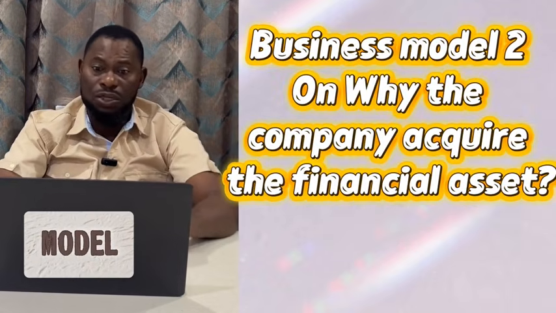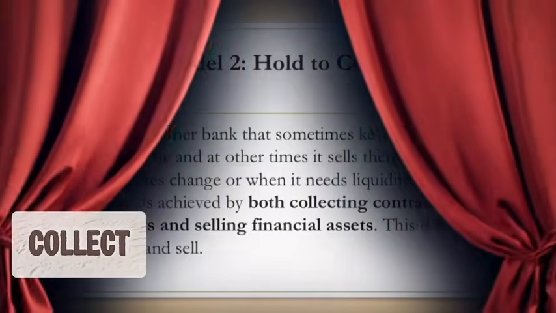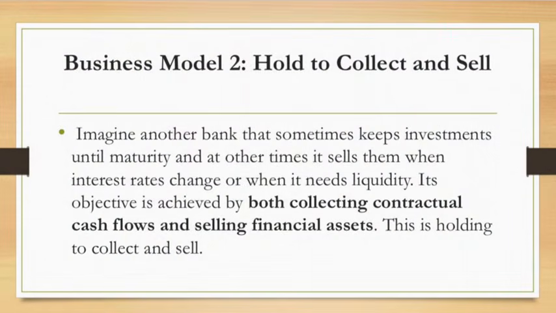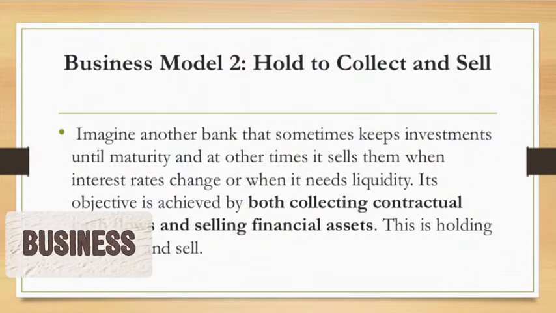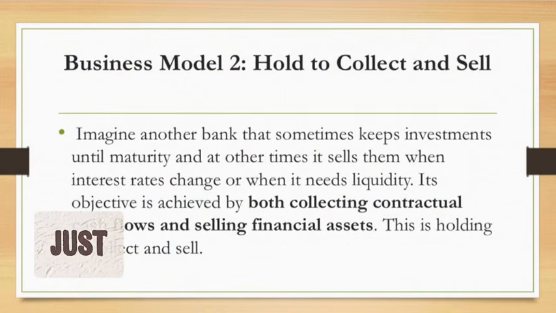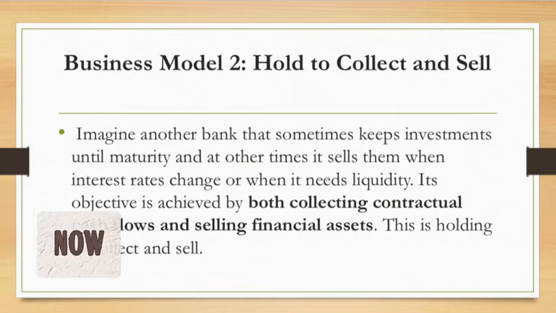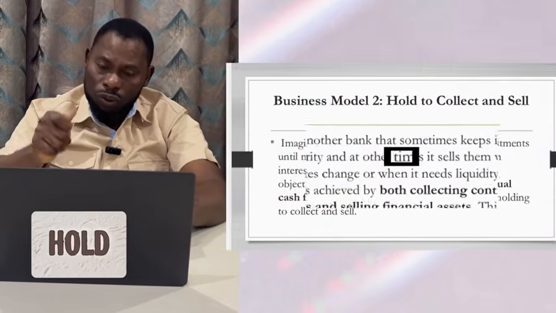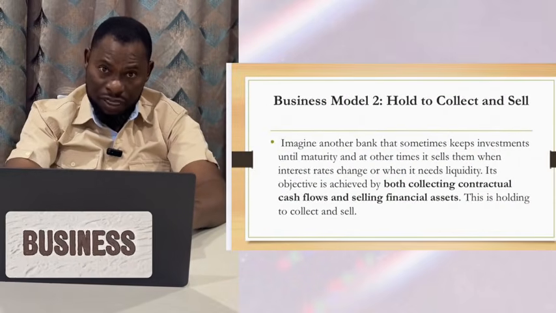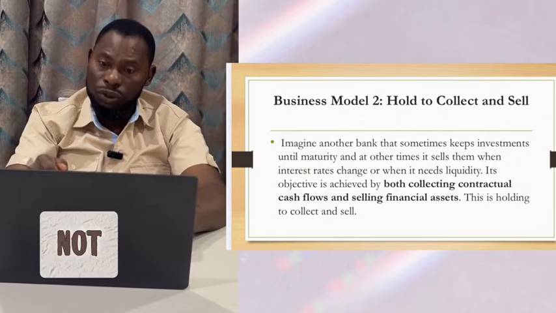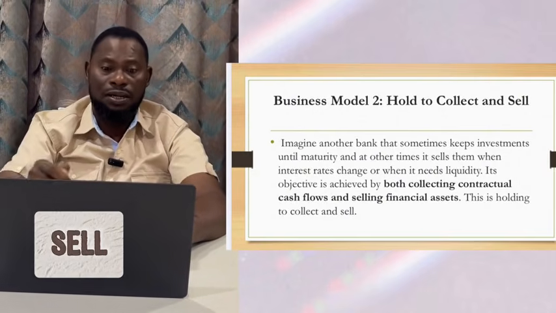Okay, let's look at the next model. Business model 2 is hold to collect and sell. Business model 1 is just hold to collect: collect interest, collect principal upon maturity. Now, business model 2 is hold to collect, like business model 1, but not just to collect, also to sell.